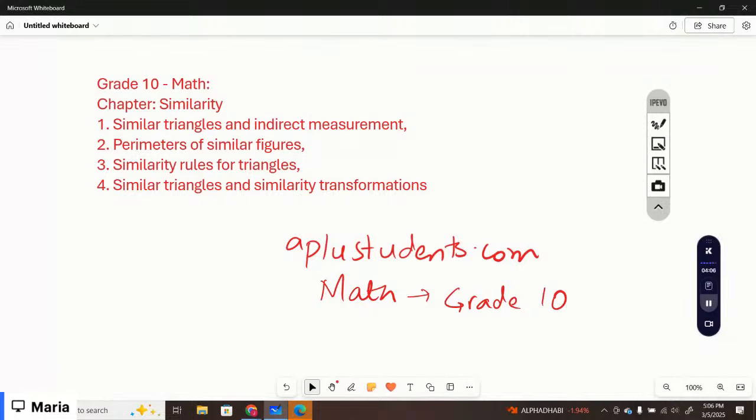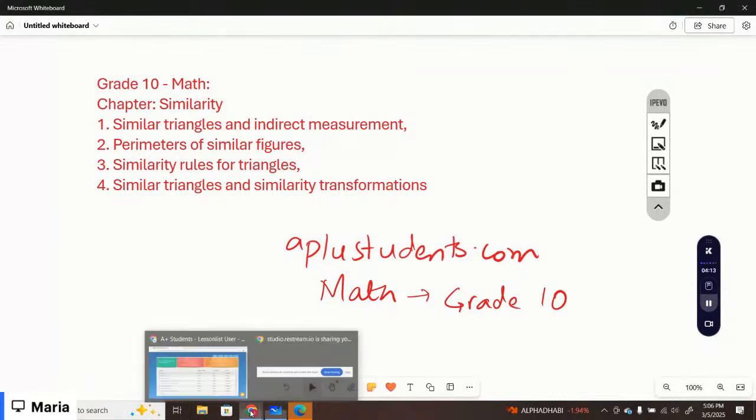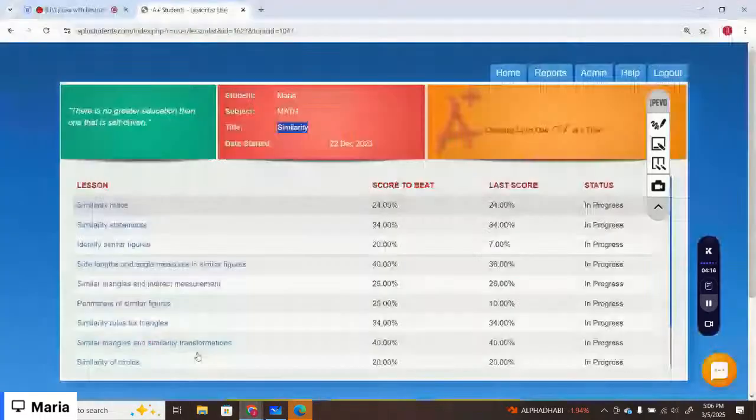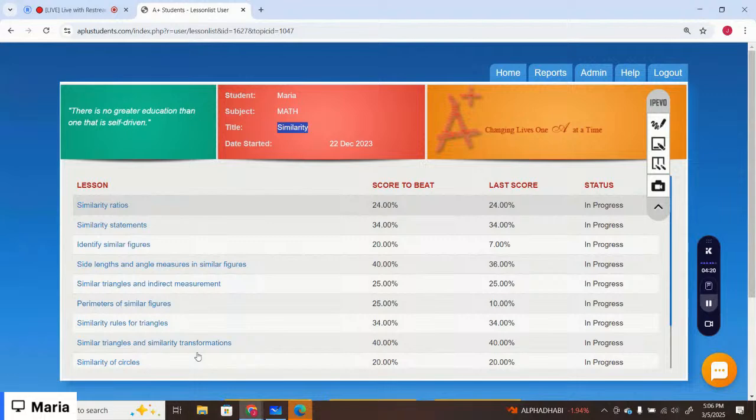So make sure you have your notebook and pencil so that you can note down the important examples and definitions as well. Now on grade 10 math, let's just start with the lesson, similar triangles and indirect measurement.